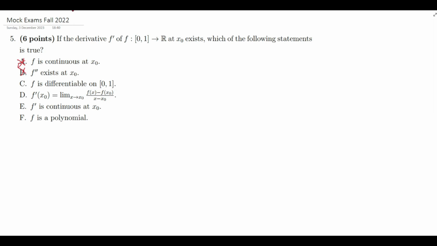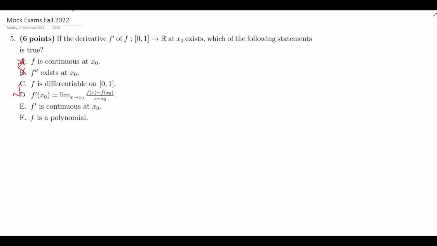So option D says that the first derivative of the function f at x naught is given as a limit as x tends to x naught of f of x minus f of x naught all over x minus x naught. So this is the correct option. It's correct because this is the basic definition for the derivative of a function.